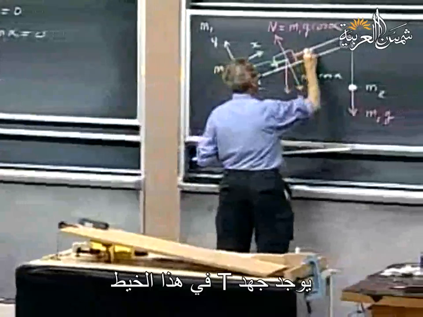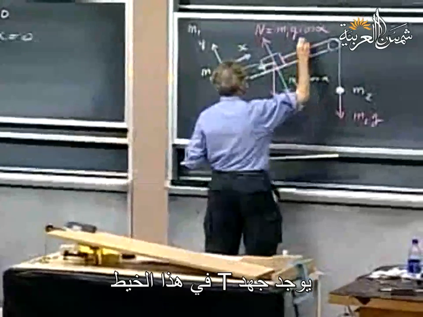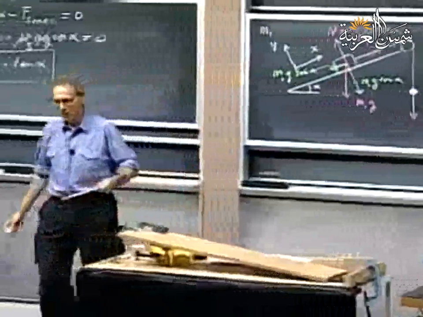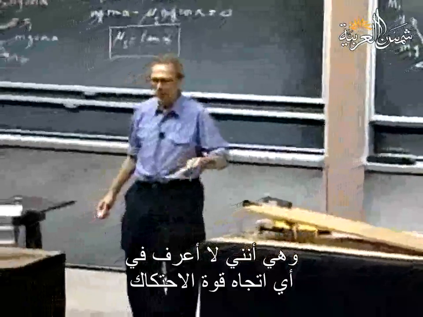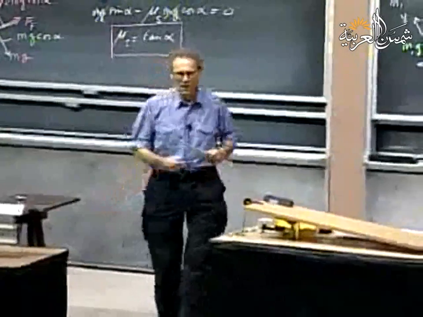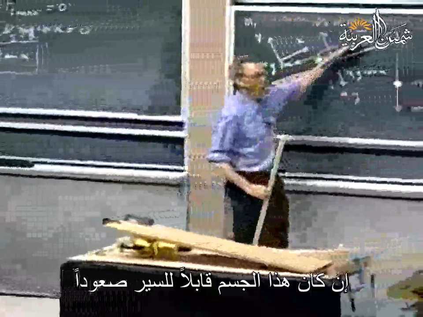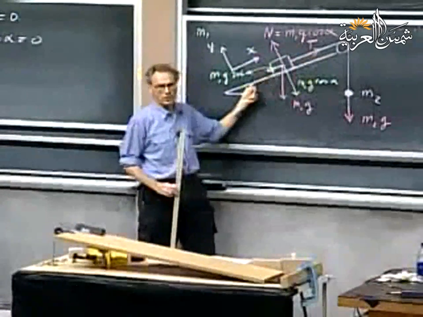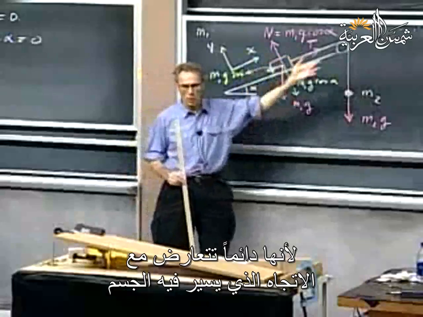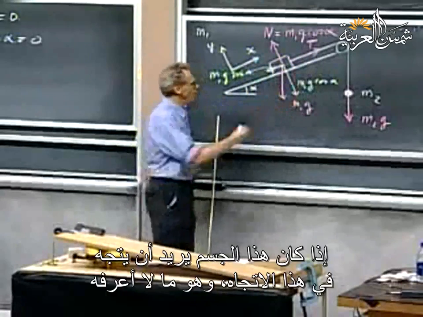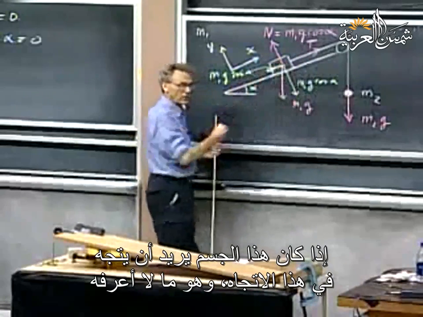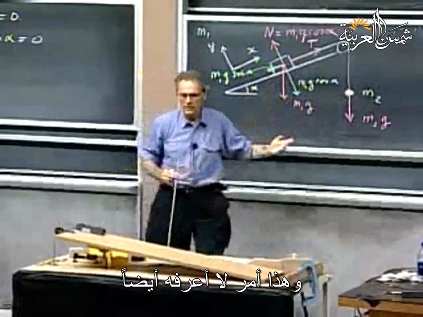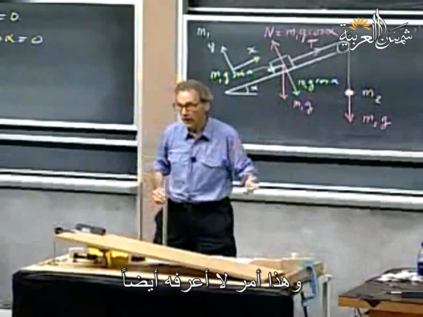There is a tension in this string. And now comes the problem. I do not know in what direction the frictional force is. If this object has the tendency to go uphill, which I don't know yet, then the frictional force is in this direction, because it always opposes the direction in which the object wants to go. If, however, this object wants to go in this direction, which I do not know, then the frictional force has to be put in this direction. And I don't know that.